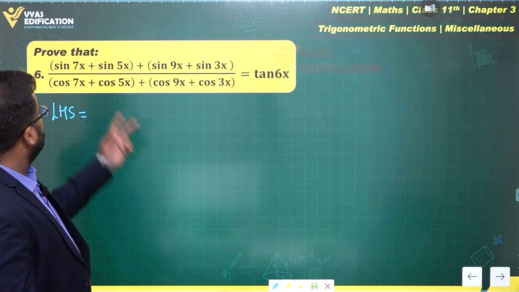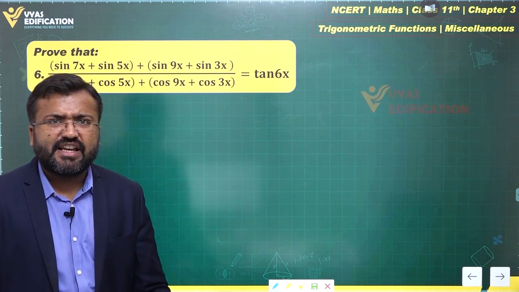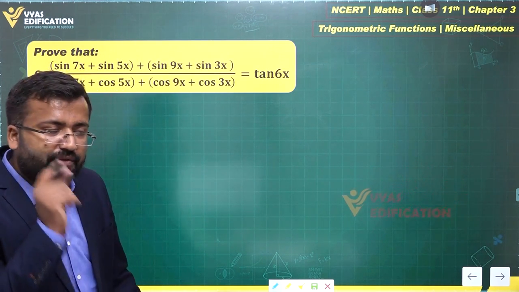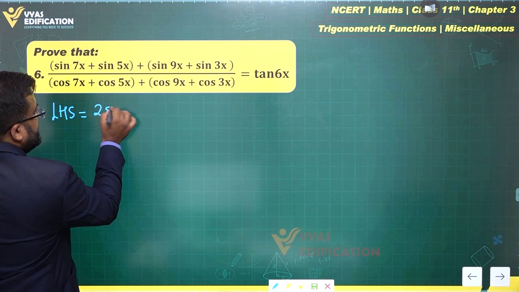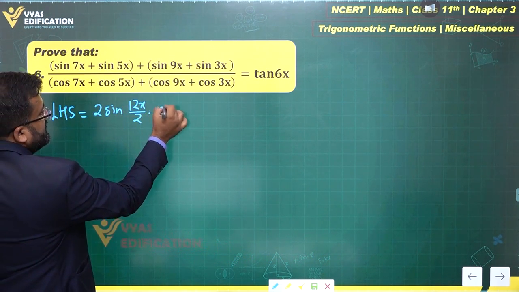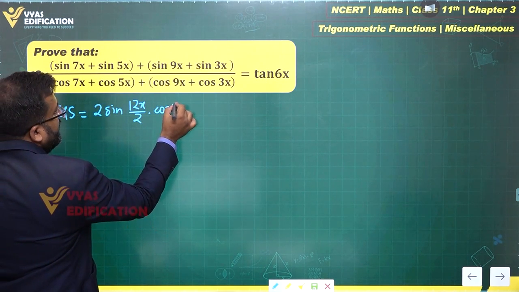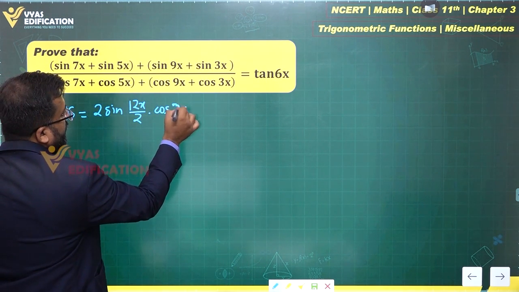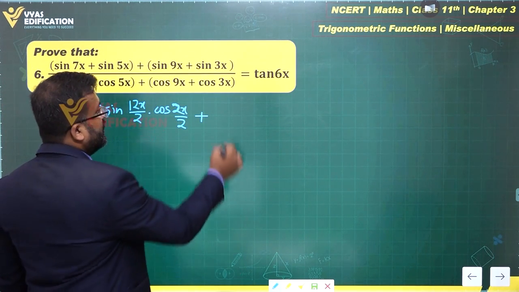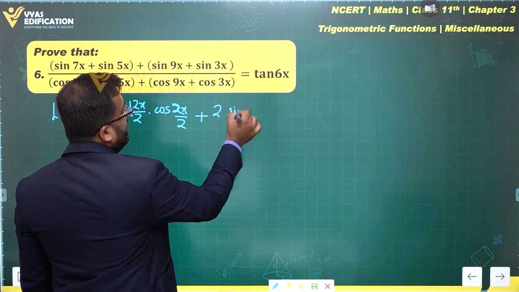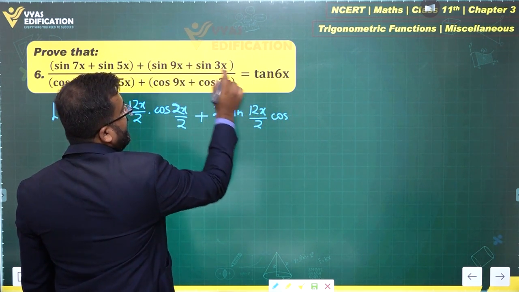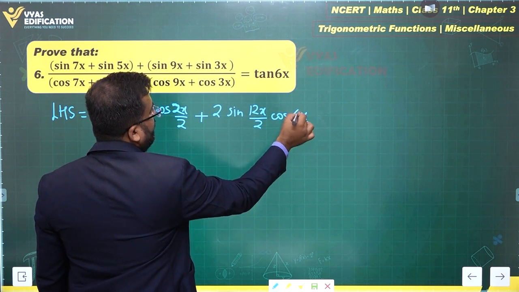What do you have? We have sin C plus sin D. Sin C plus sin D is equal to 2 sin of C plus D by 2 cos of C minus D by 2, okay. Plus, what you have over here is sin 9x plus sin 3x, again 2 sin of C plus D by 2 cos of C minus D by 2. This is what I have.